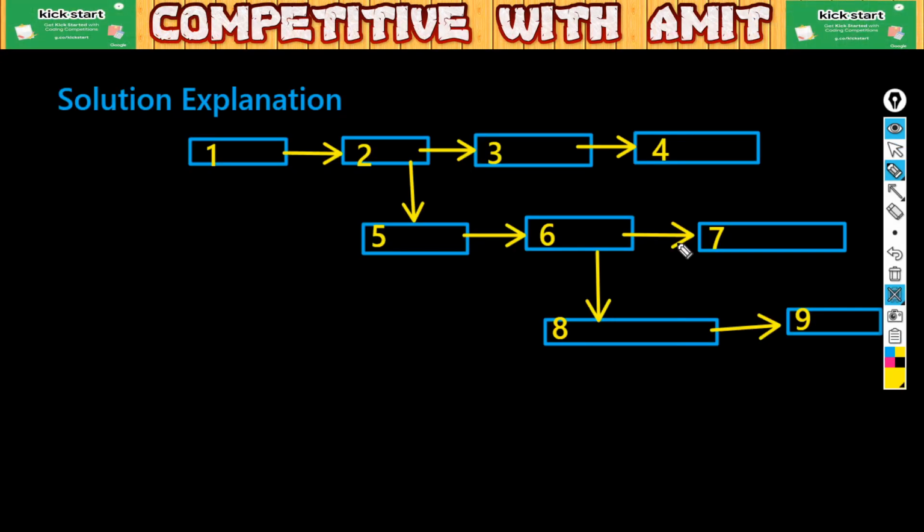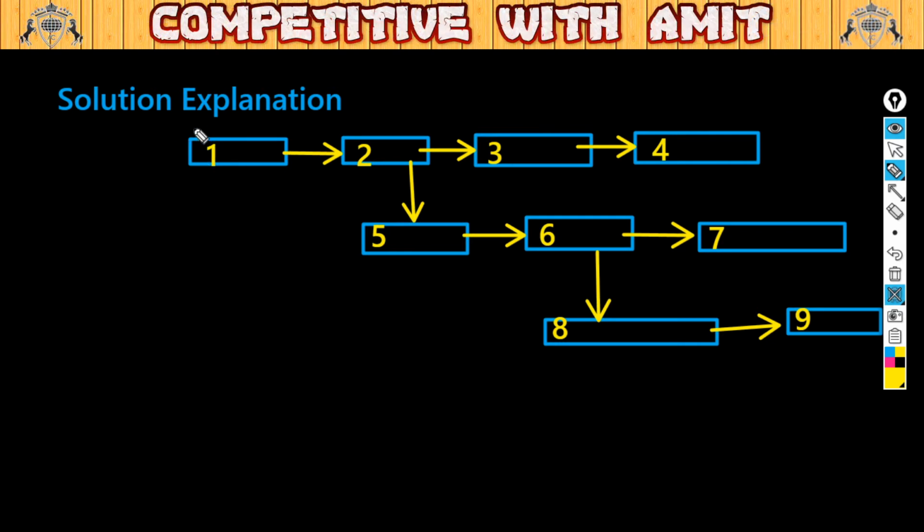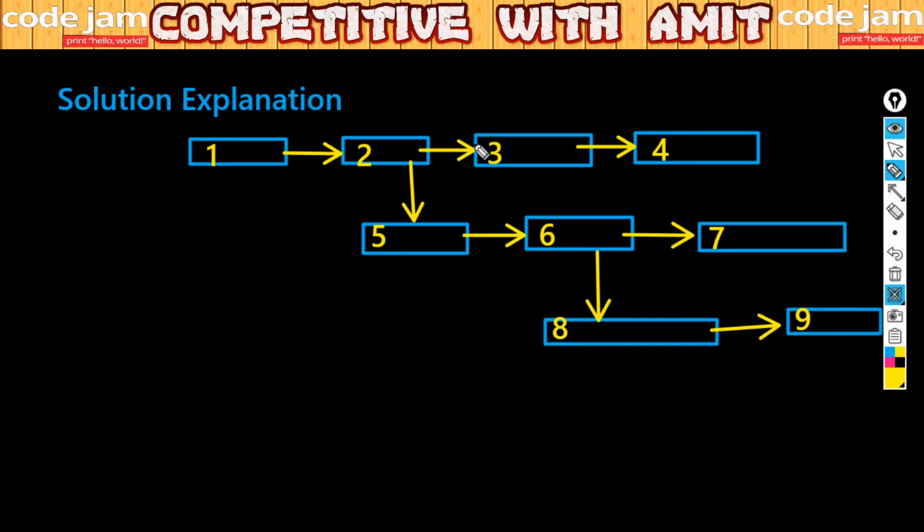For understanding the question, we will take this as an example. This is our main linked list, so this is what we get as our input. Now we have to flatten it. First of all, we will do it manually. How can we do this?